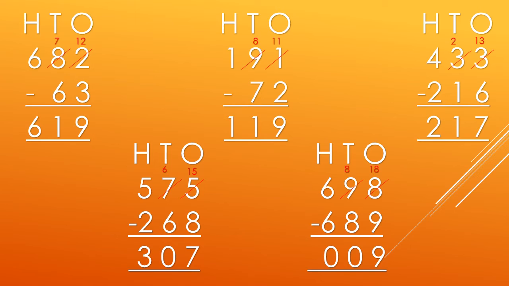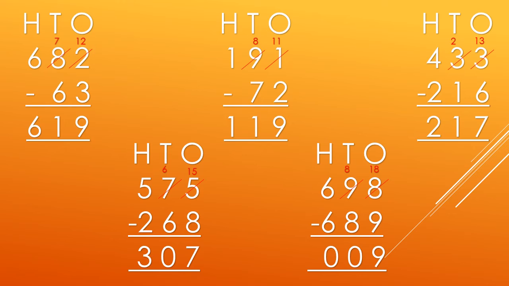Next 433 minus 216. Children, we cannot subtract 6 from 3, so we will borrow. So 3 becomes 2 in tens place and 3 becomes 13 in ones place. 13 minus 6 is equal to 7. 2 minus 1 is equal to 1 and 4 minus 2 is equal to 2. So answer is 217.